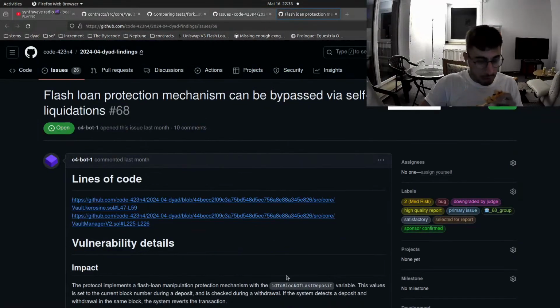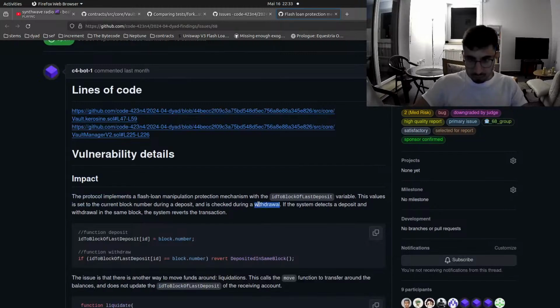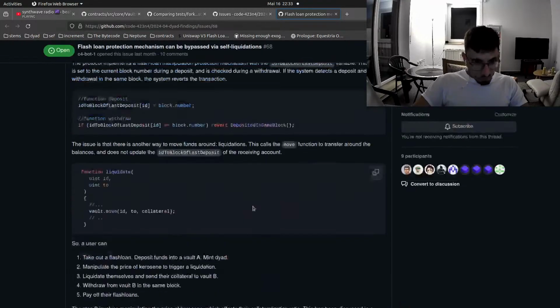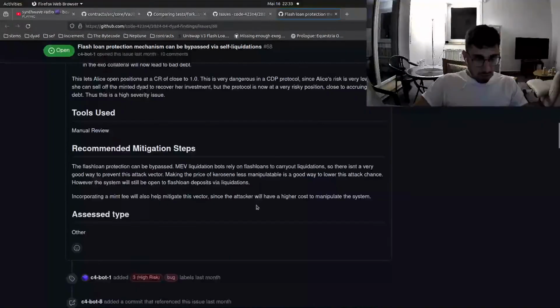This is an interesting one. Collateral protection mechanism can be bypassed via self-liquidation. Yeah, I really like this find.